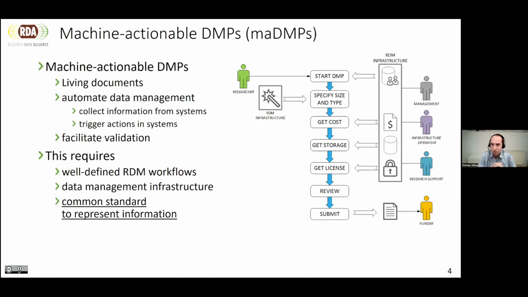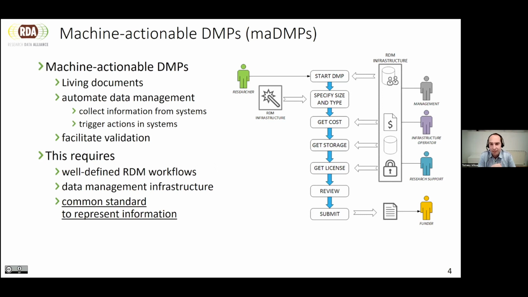And some of you might have seen this picture already before, but I will explain it to the newcomers. So you can see in the slide that we have a typical workflow for writing a DMP. We have a researcher who starts a DMP, and first the researcher has to specify some information on the type and size of data. So let's say the researcher tells us that she is going to work with 3 gigabytes of CSV files.